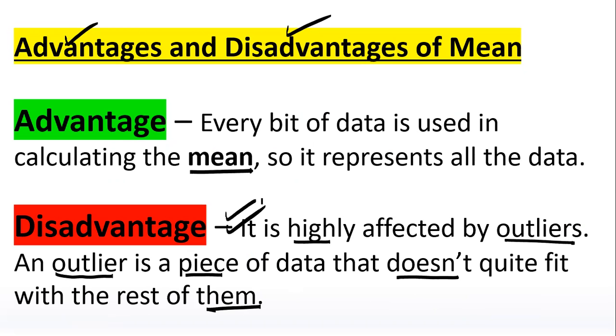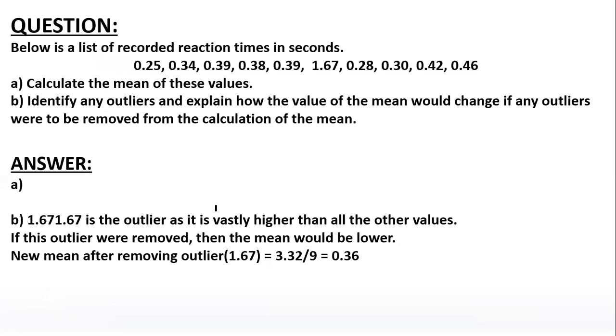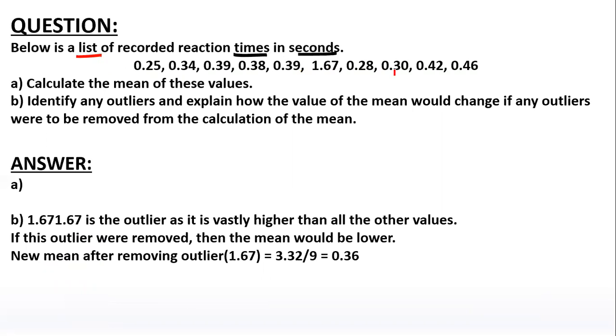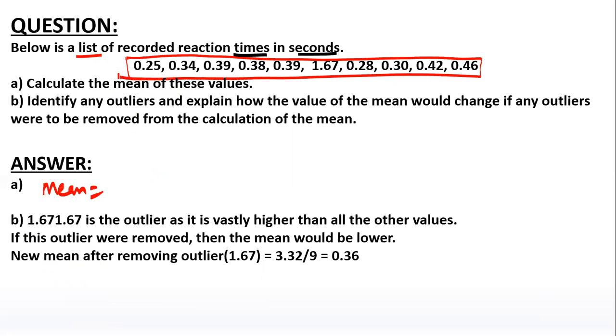Let's take one example to understand it in a better way. The question is: below is the list of recorded reaction times in seconds. This list is given to us. Calculate the mean of these values. We know the steps to find the mean. We will add all these values and divide by the number of observations. How many observations are there? 1, 2, 3, 4, 5, 6, 7, 8, 9, 10. So we will add them.